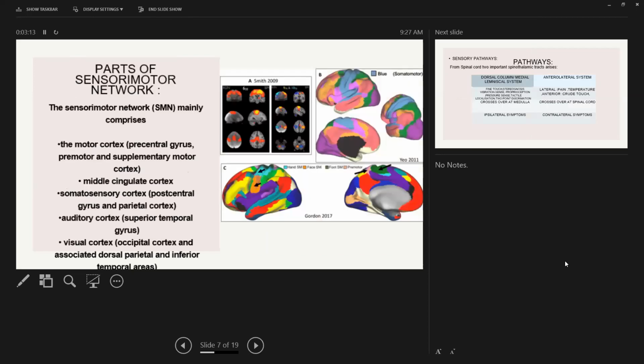Parts of sensorimotor network are the motor cortex, comprising of the precentral gyrus, premotor and supplementary motor cortex, the middle cingulate cortex, the somatosensory cortex, including the postcentral gyrus and the parietal cortex, the auditory cortex, including the superior temporal gyrus, the visual cortex, comprising of the occipital cortex and the associated dorsal parietal inferior temporal area.